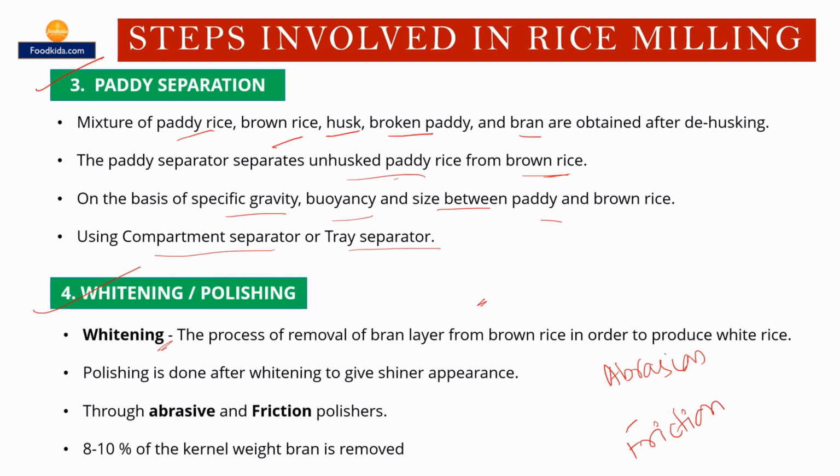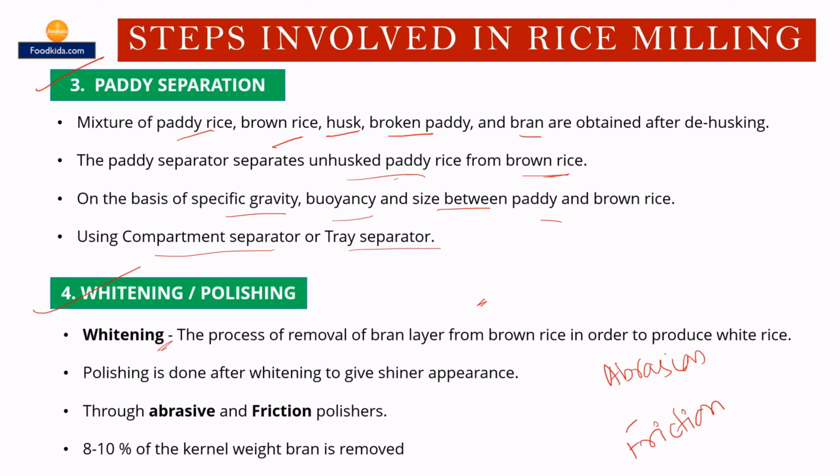So in the abrasive process, grain is whitened by the abrasive action. Here, rice is passed between a moving abrasive surface and a stationary screen, which whitens the rice. And in friction, grains are forced against each other, which helps to remove the bran layer. So about 8 to 10% of the kernel weight as bran layer is removed, and this will vary according to the variety of rice and the degree of whiteness required.